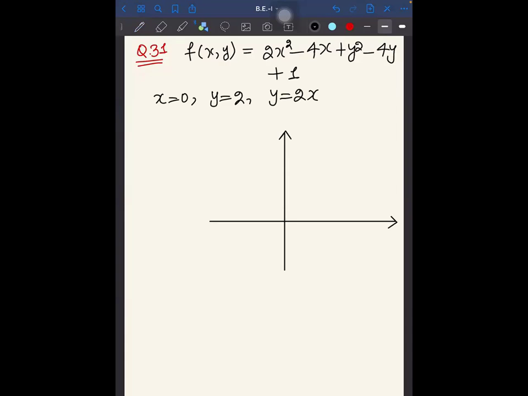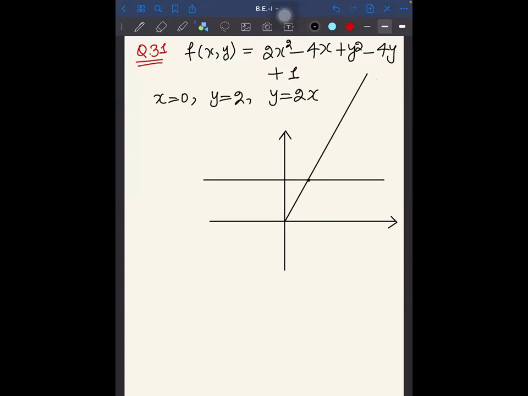Okay. So x equals 0 again means what? Y-axis, and y is equal to 2. So that would be a horizontal line, right? Y is equal to 2. And y is equal to 2x. That's what? So that is somewhere here. Okay. Let me make it more clear. Yeah, that's it. So is it okay?